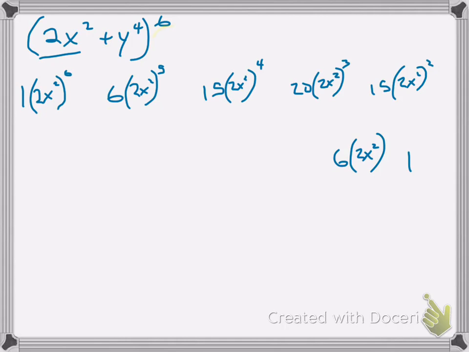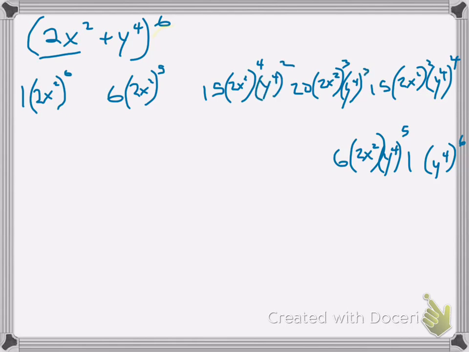Y⁴, we're going to go backwards. So we'll do y⁴ raised to the 6th power, y⁴ raised to the 5th power. I know this is kind of crammed up, but y⁴ raised to the 4th power, y⁴ raised to the 3rd, y⁴ raised to the 2nd, y⁴ raised to the 1st power, and then y⁴ raised to 0.